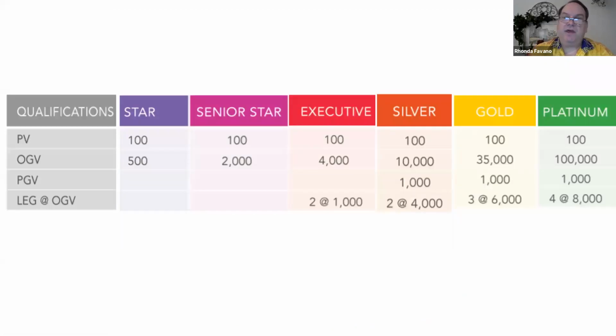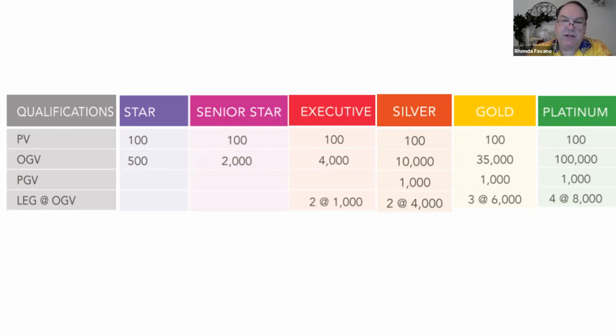This is where I think it just put them all on one page. I just chopped it up and stuck it down there. You can see your qualifications are always 100 PV all the way through Royal Crown. Your OGV jumps, okay? That's how you rank up. PGV is the same after you hit silver. Your leg requirements are what changes, okay, along with your OGV.